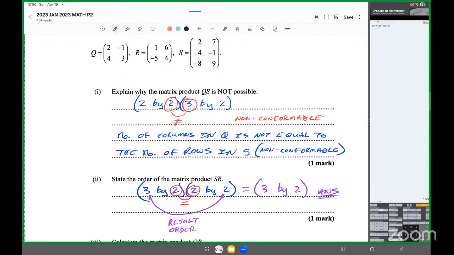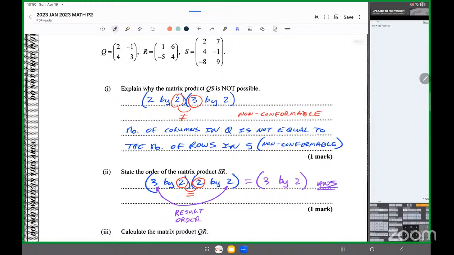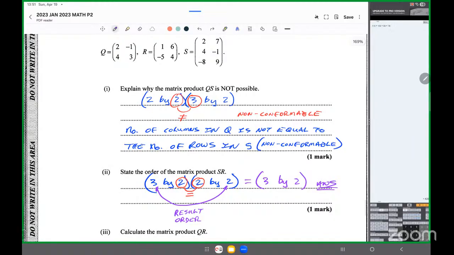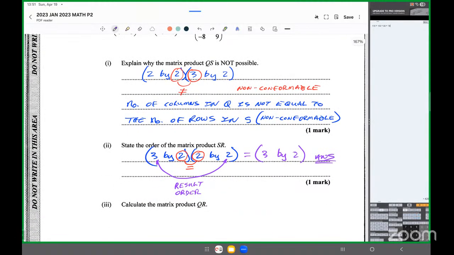When it is conformable, the result takes the number of rows of the first matrix and the number of columns of the second to get the final order. That's what I want here: 3 by 2. Now let's calculate the matrix product QR.